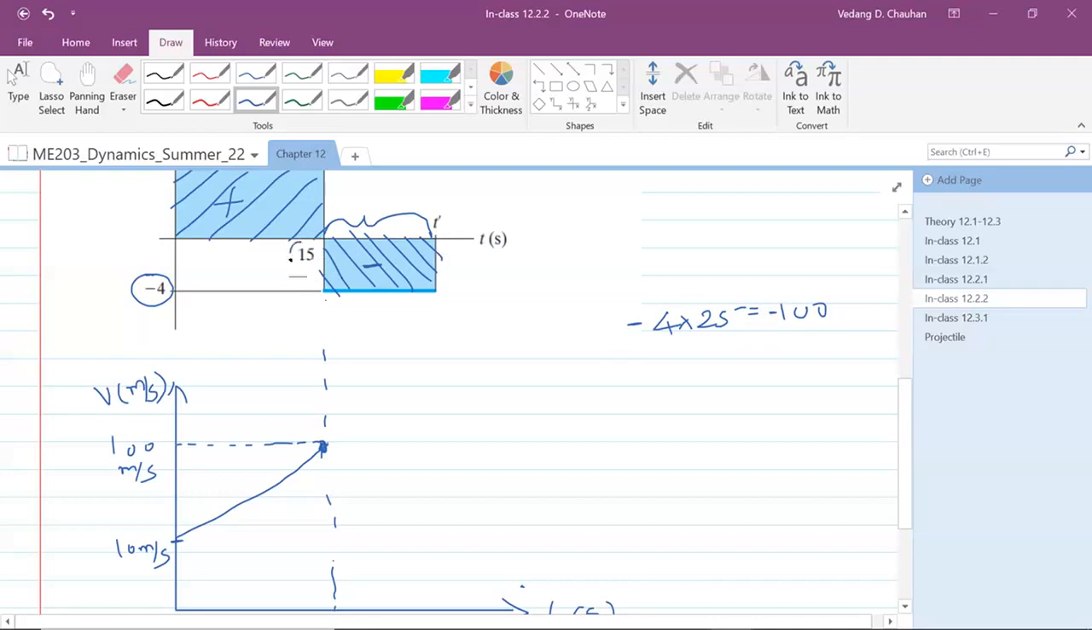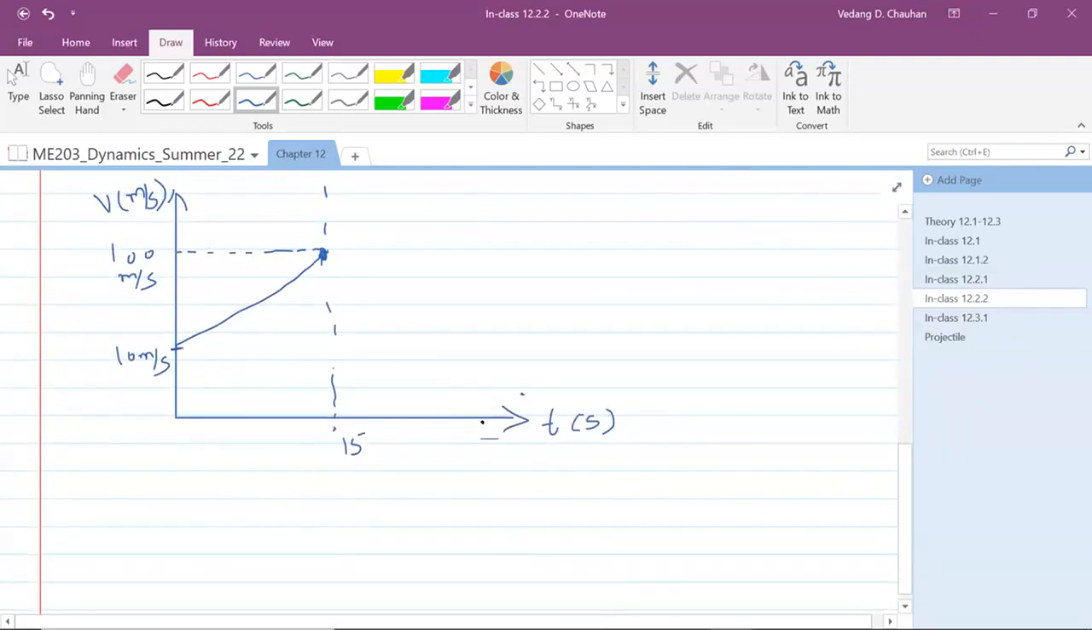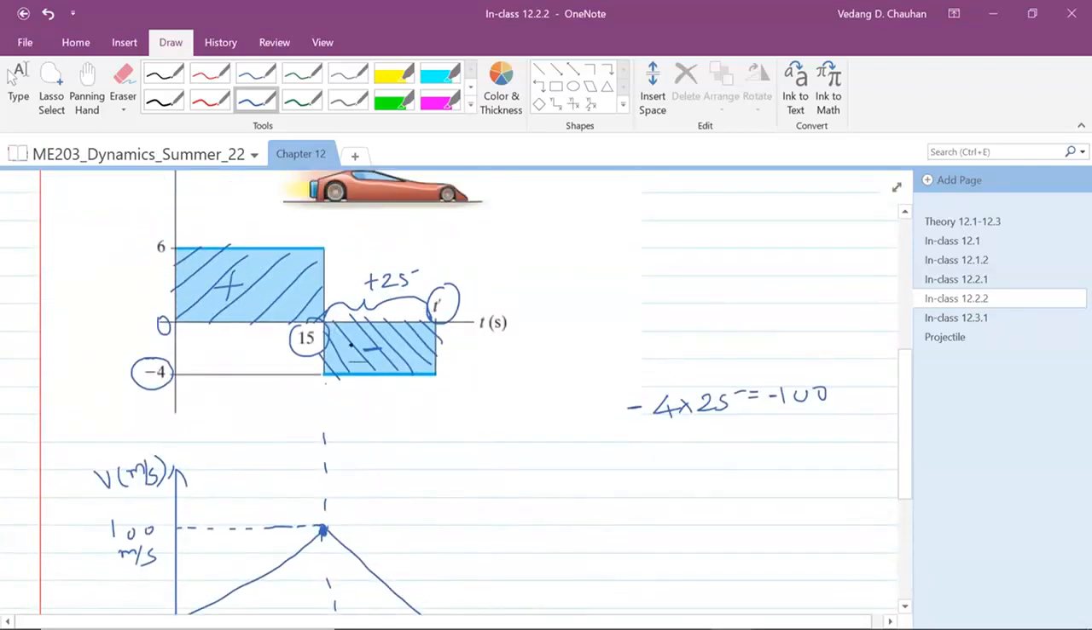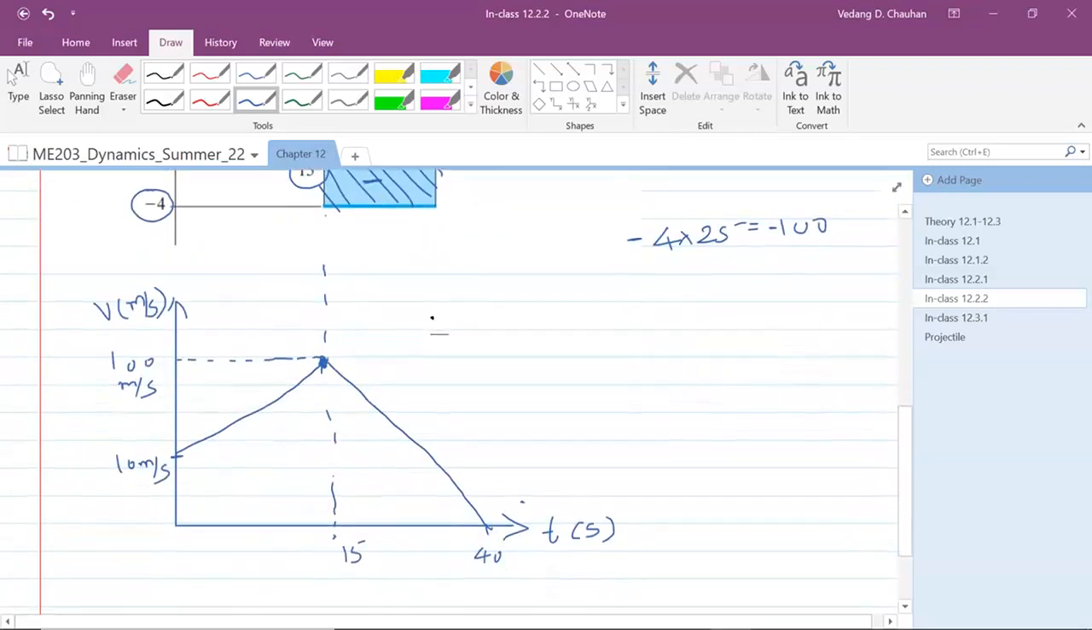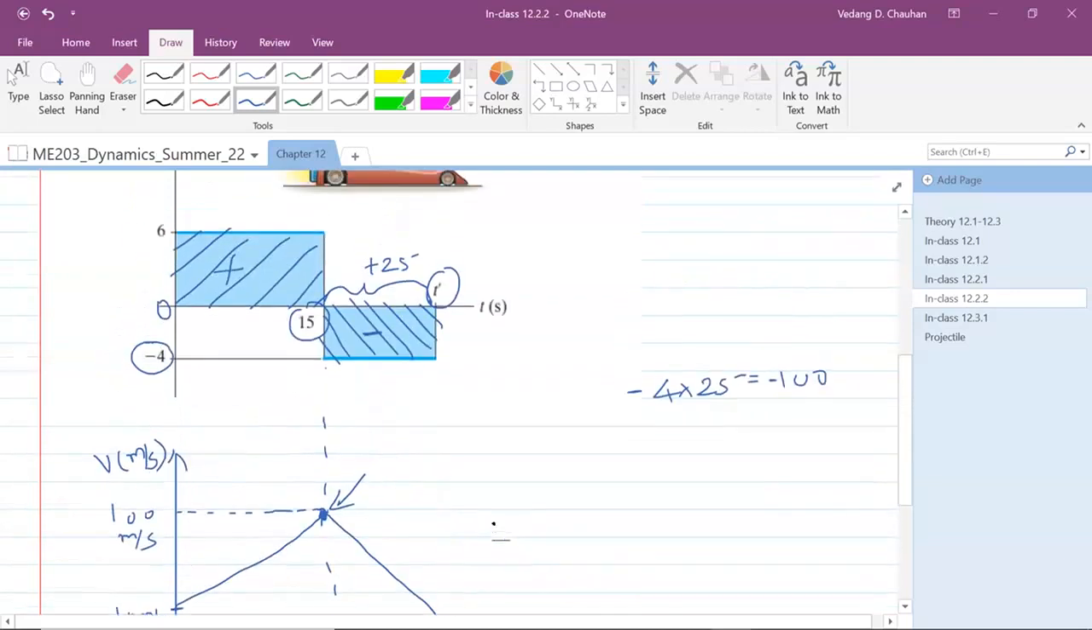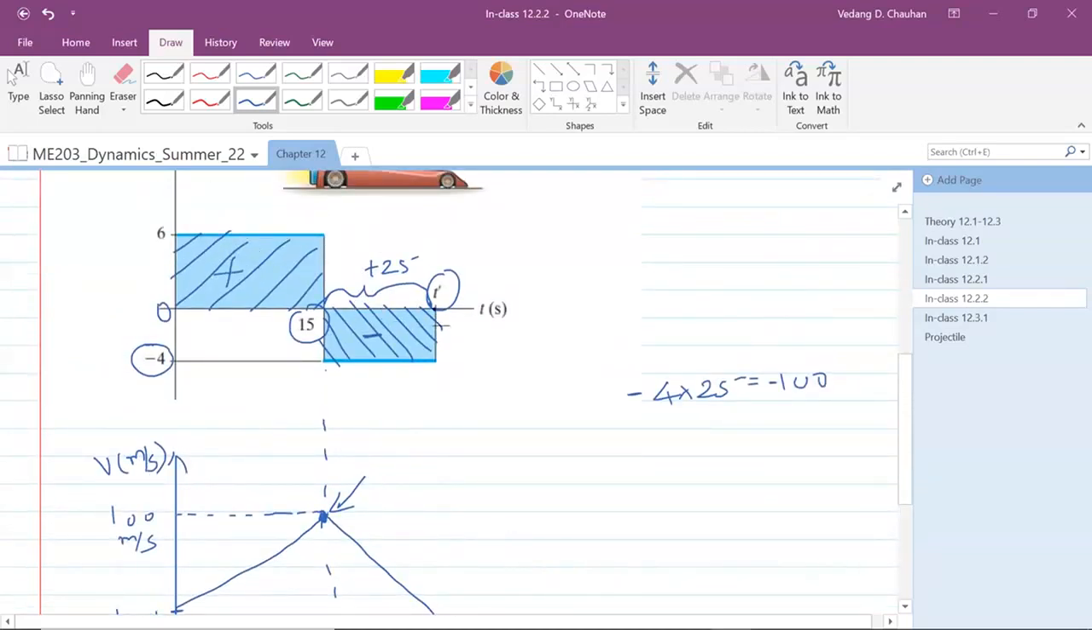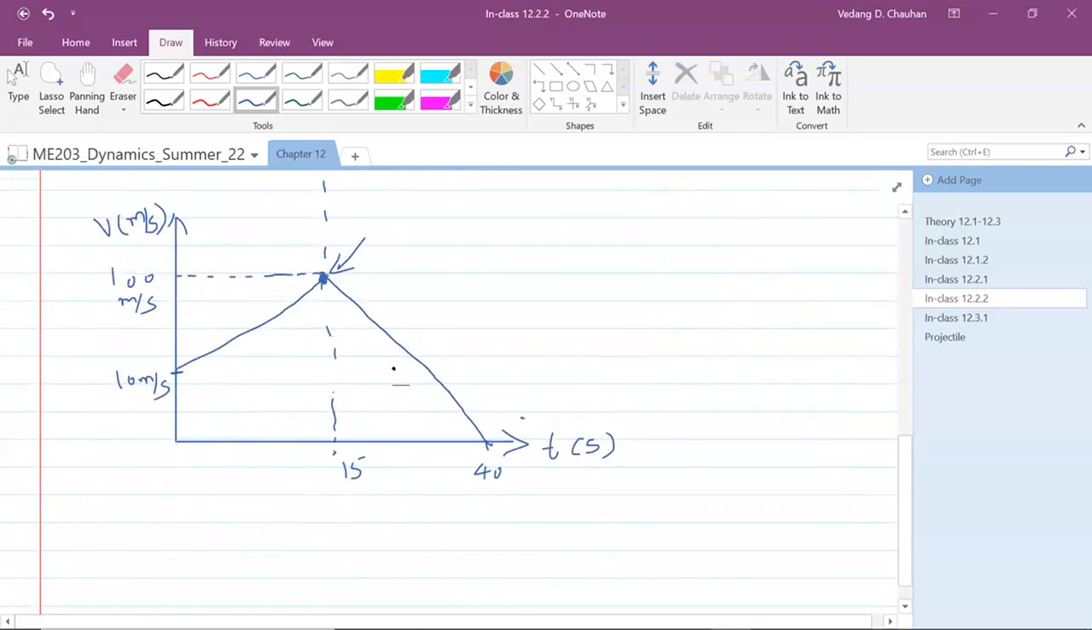Now this is already 15 seconds. So 15 plus 25 will give us 40 seconds, starting from t equal to 0. So at t equal to 40 seconds, the velocity of the car becomes 0, because at that time the negative acceleration, or deceleration, will have the same area under the graph as that of velocity at the previous point, which is 100. So 100 minus 100 gives us 0, and for that this width should be 25 seconds, plus 15 gives us total 40 seconds. So that's how we solve the problem using graphical solution.